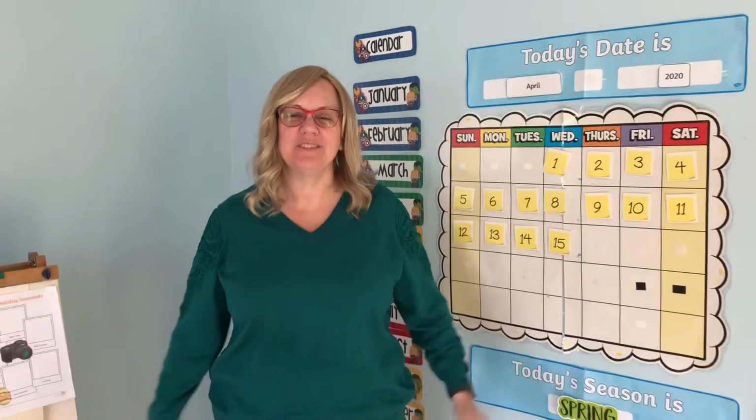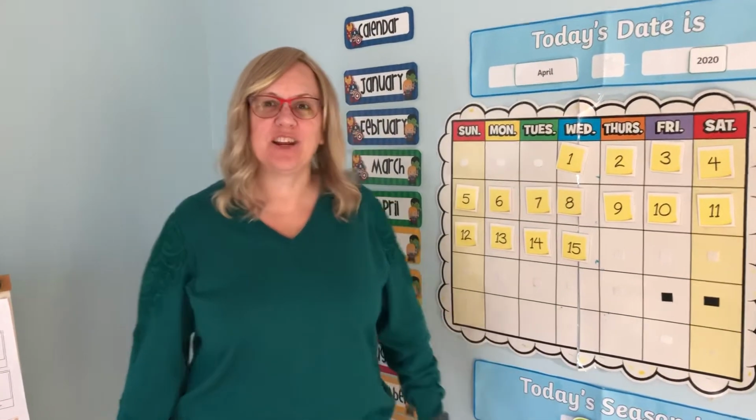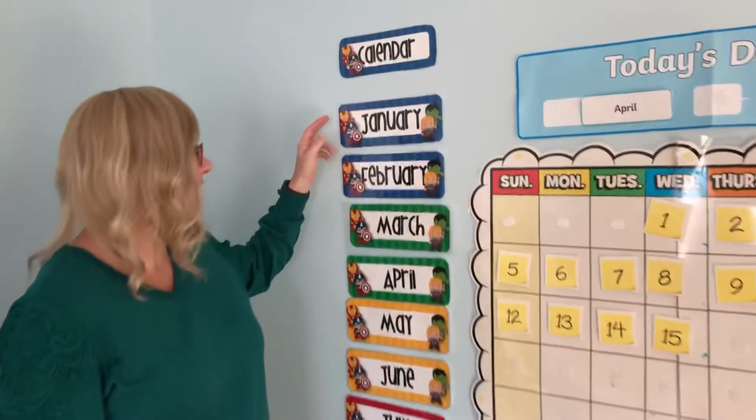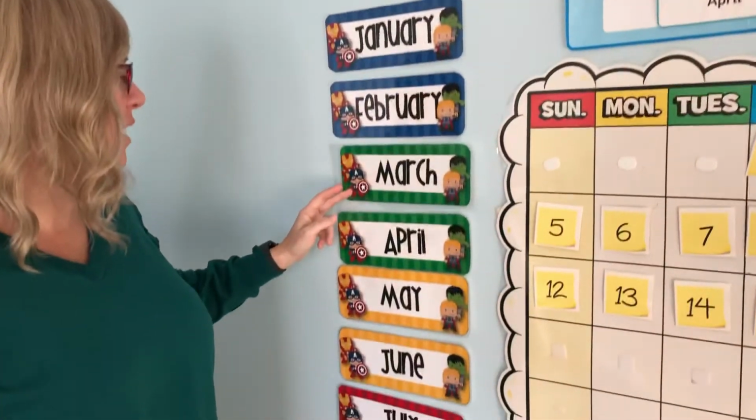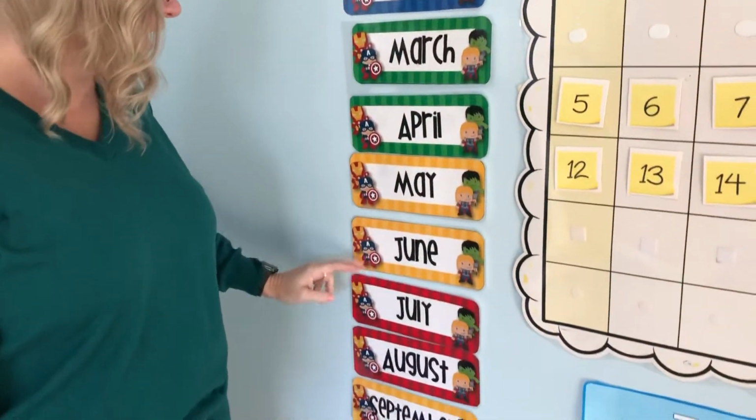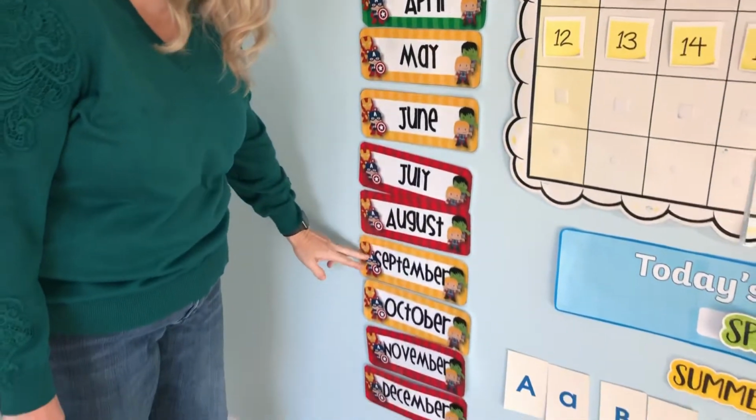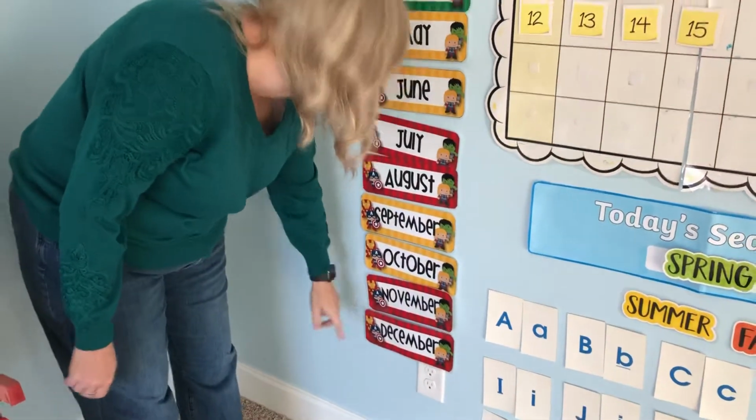Girls and boys, come sit down for circle time. Let's start with our calendar song. January, February, March, April, May, June, July, August, September, October, November, December. These are the 12 months of the year.